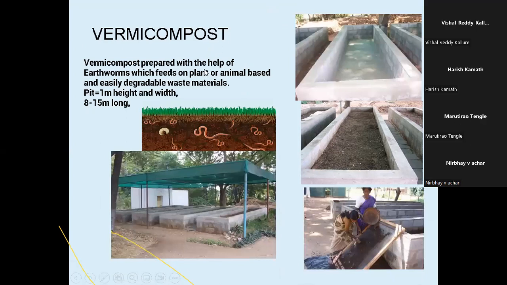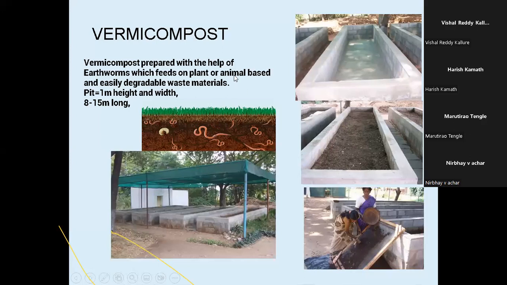The other common material they use is vermicompost. This is another form of compost where they use earthworms, which feed on plant or animal-based materials, similar to whatever is used in compost. The same materials you can use here, but there are some differences. The material has to be semi-decayed and the CN ratio has to be already maintained. If it is half composted, then you can introduce earthworms, and then the process will start.